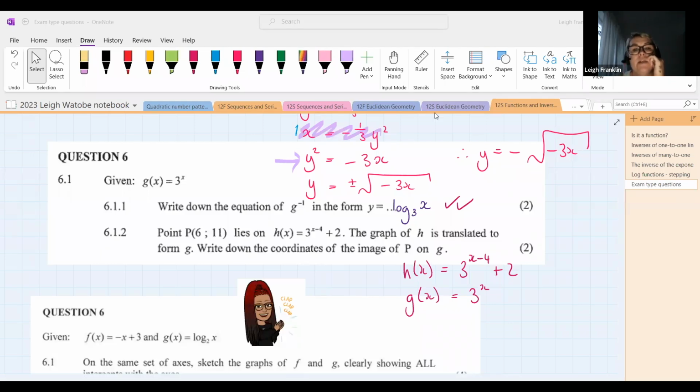So Pigelo says they minused it by 4. Okay, so let me ask another question, all right? When we go from 3 to the x minus 4 to 3 to the x, are we moving the graph to the right or are we moving the graph to the left? From h to g, are we moving the graph to the right or to the left?